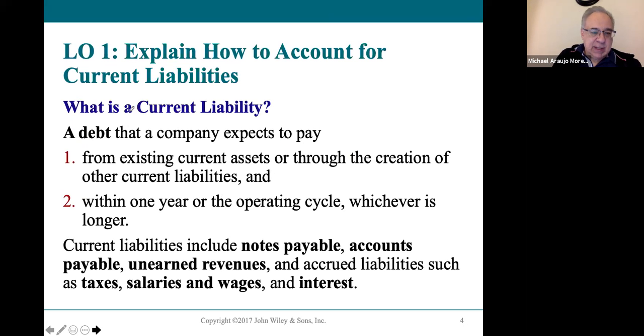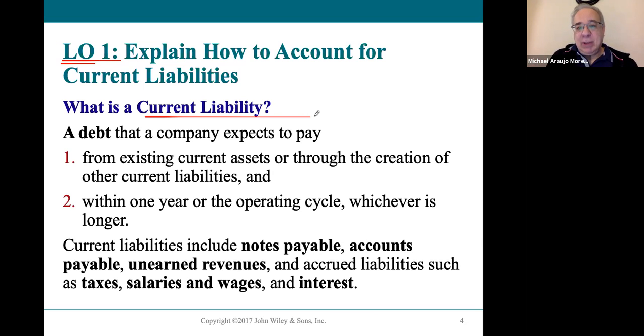So, we're going to focus on learning objective one. It's a pretty big one, actually. It doesn't look like much, but it's a pretty good size. You're already familiar with current liabilities. Remember, on the classified balance sheet, you have two classifications of liabilities, current and long-term liabilities.